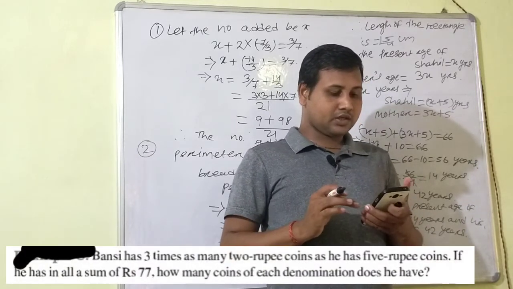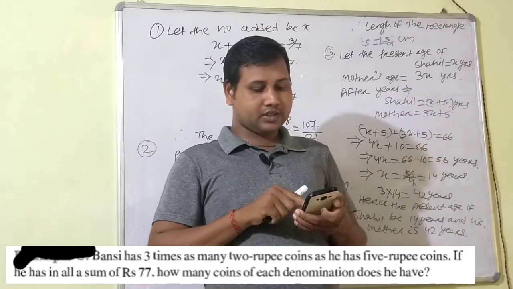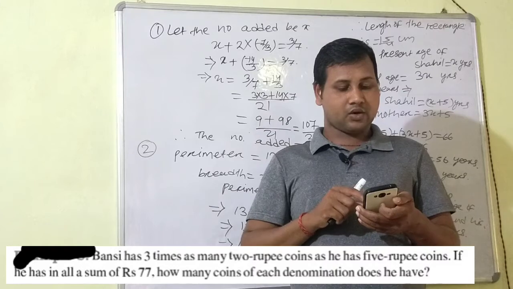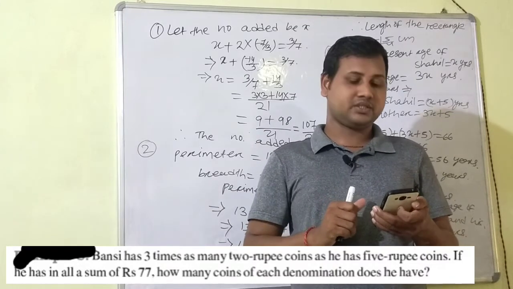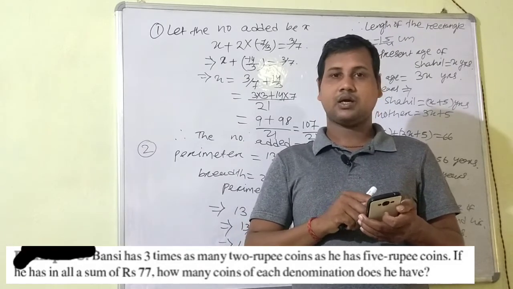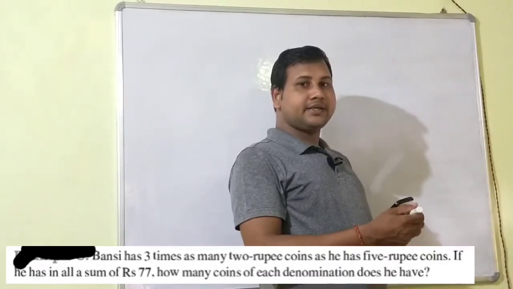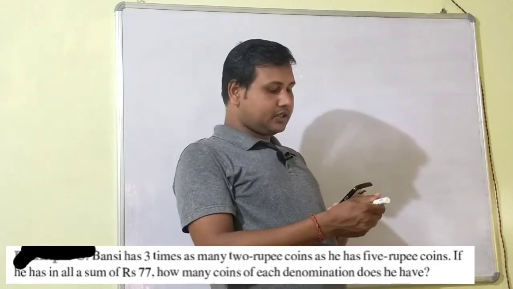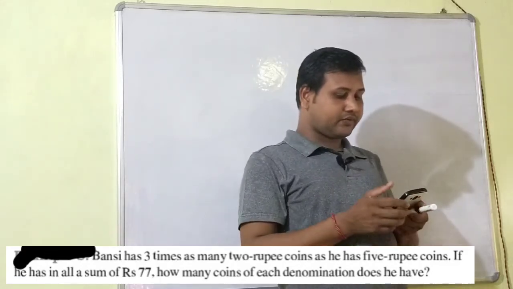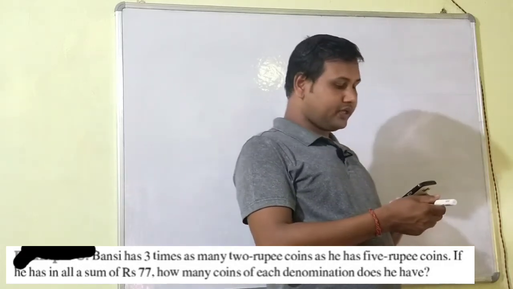It's given Bansi has 3 times as many 2 rupee coins as he has 5 rupee coins. If he has in all a sum of 77 rupees, then how many coins of each denomination does he have? Okay, now come to here. We will take, let the number of 5 rupee coins be x and the 2 rupee coins is given 3 times as many 5 rupee coins.